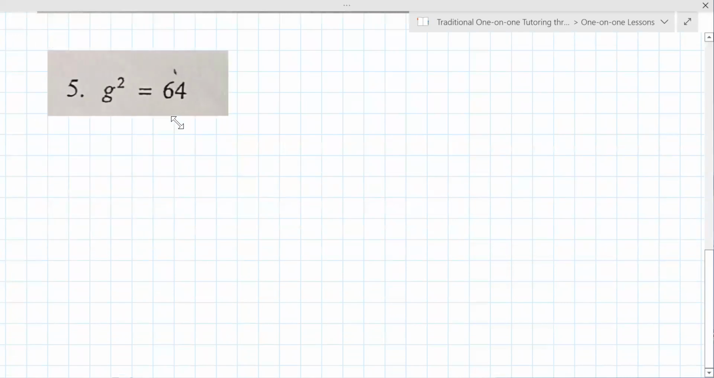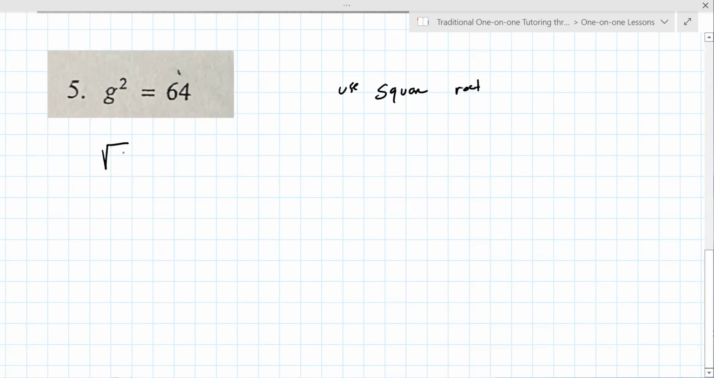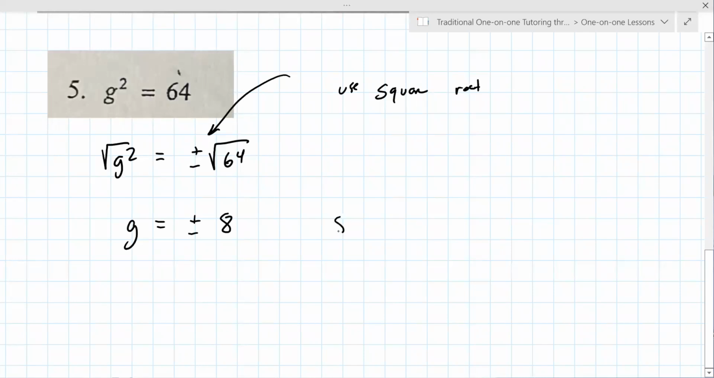Okay, so the main thing with a square is, to solve a square problem, use square root. You're going to take a square root of both sides of the equation. Now, on one side, you have to write plus or minus. And it's usually the side that does not have the variable. So it's key to not forget that. There are two solutions. The square root of 64 is 8. So the answers are positive 8 and negative 8.